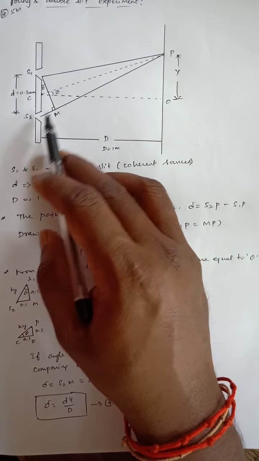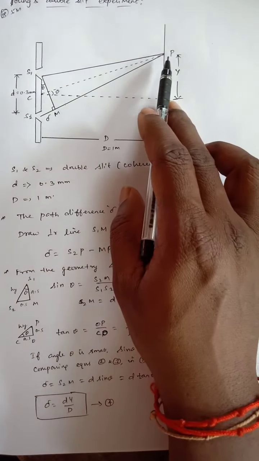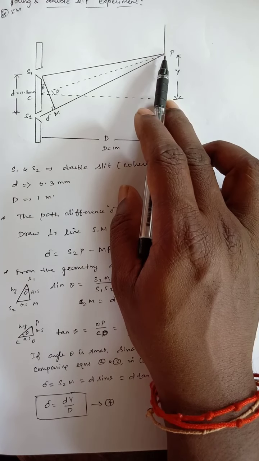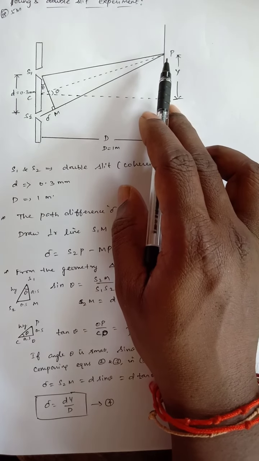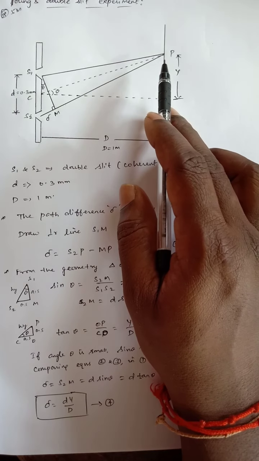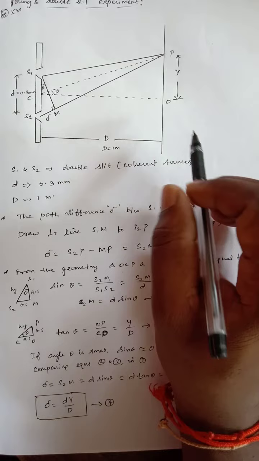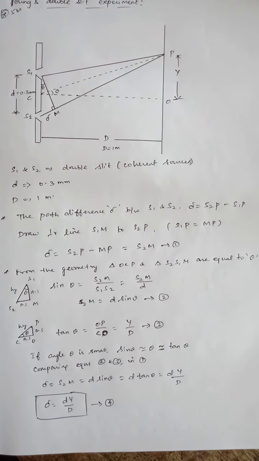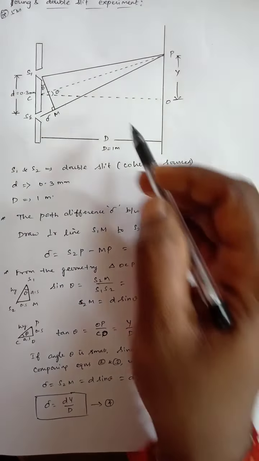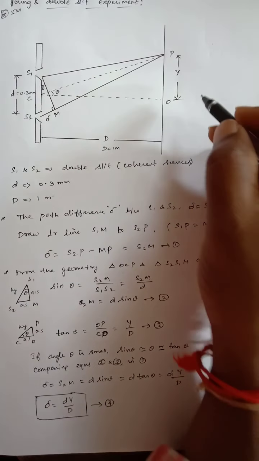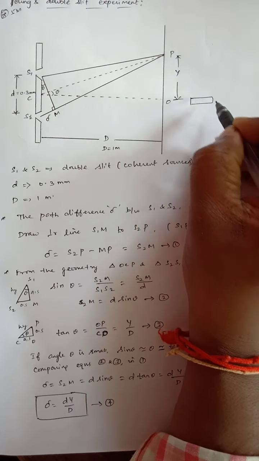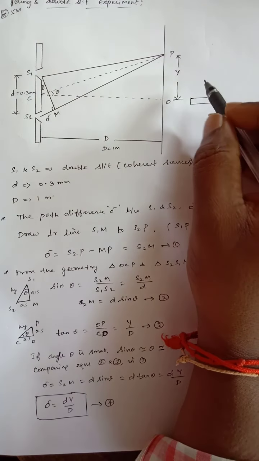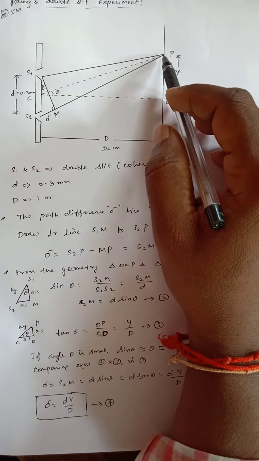Using this formula only, we can find whether the point P is bright or dark. So we will see the condition for the bright fringes or the dark fringes. Fringes means the bands of light. Actually, in the center you always get a bright fringe. So let's see whether the point P will be bright or dark.